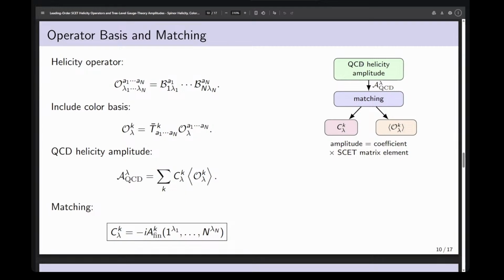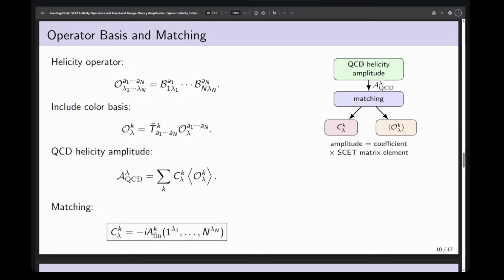T^a. Physically, the Wilson coefficients encode the short distance hard interaction physics, while the SCET matrix elements contain the universal soft and collinear dynamics. Since SCET already reproduces all infrared physics, the only information left in the matching coefficient is the finite hard part of the full QCD amplitude. This gives us the matching relation: C_k(λ) is equal to negative i times the finite part of A_k, meaning that the Wilson coefficient is literally identified with the finite part of the QCD helicity amplitude.